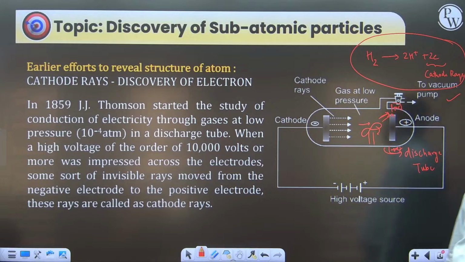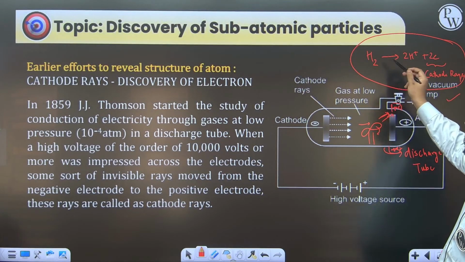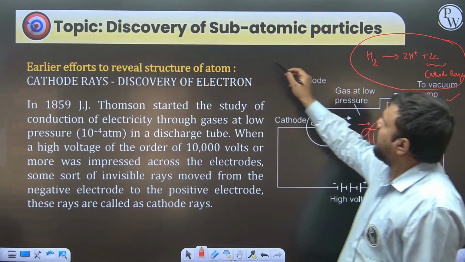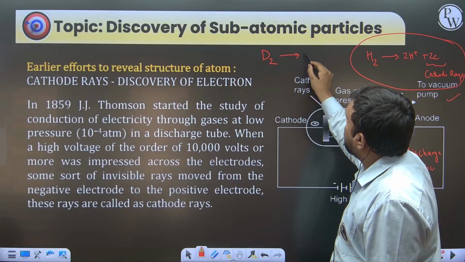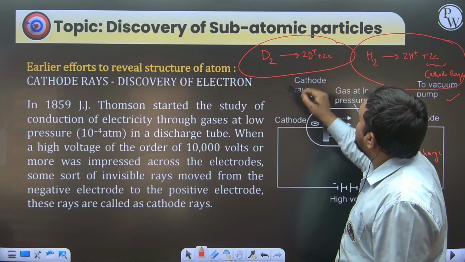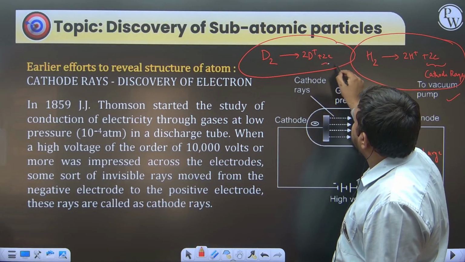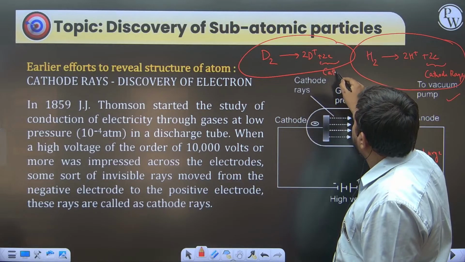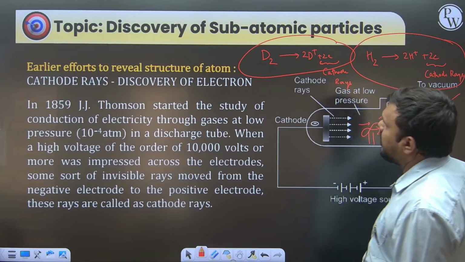One more interesting thing he did was to change the gas. Suppose instead of H2 we take D2, where D is deuterium; you will get 2D+ plus 2 electrons. Over here also we are getting electrons only as the cathode rays. The cathode rays are not changing over here.